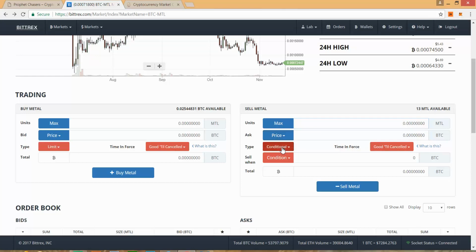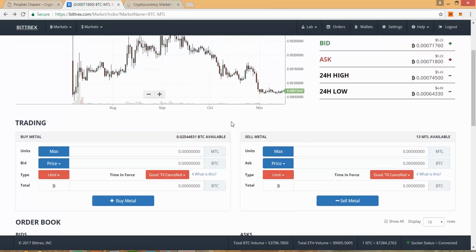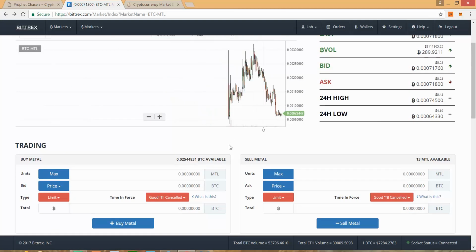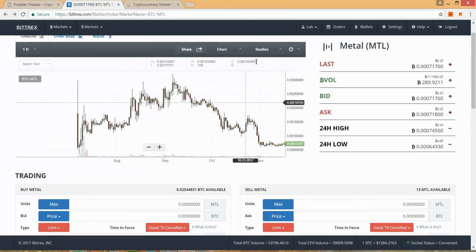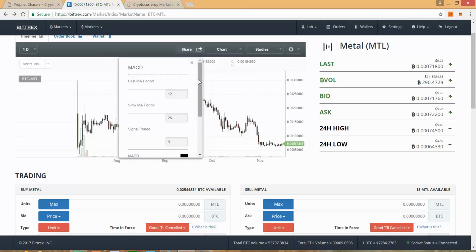So here we go. So usually when you come in here, it's going to look just like this. It's going to say limit order. And just so you guys know too, real quick, if you don't have a trading chart or trading software or whatever, I use Coinigy. I pay for it, but this is great in here too.